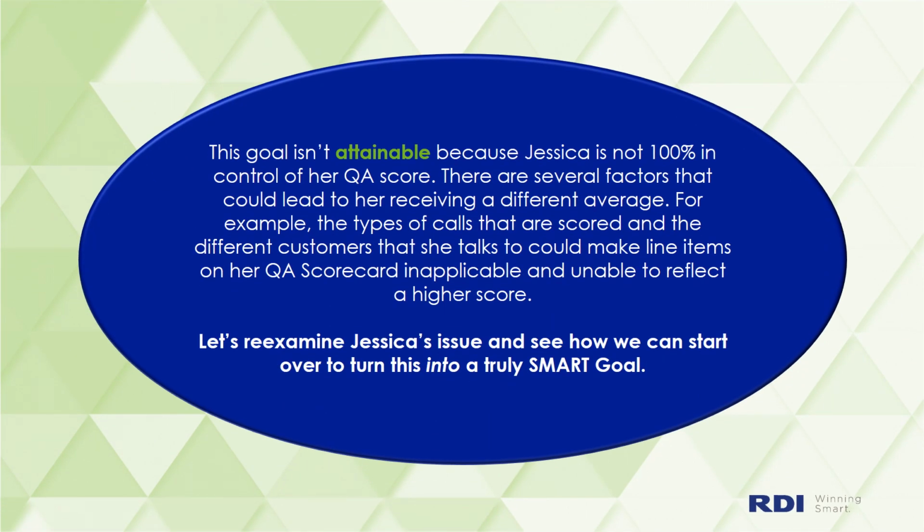This goal isn't attainable because Jessica is not 100% in control of her QA score. There are several factors that could lead to her receiving a different average. For example, the types of calls that are scored and the different customers that she talks to could make line items on her QA scorecard inapplicable and unable to reflect a higher score. Let's re-examine Jessica's issue and see how we can start over and turn this into a truly SMART goal.